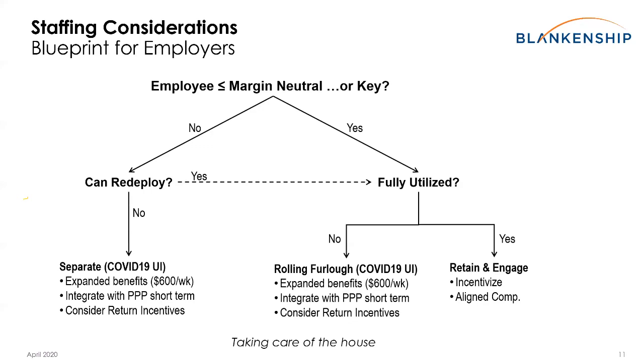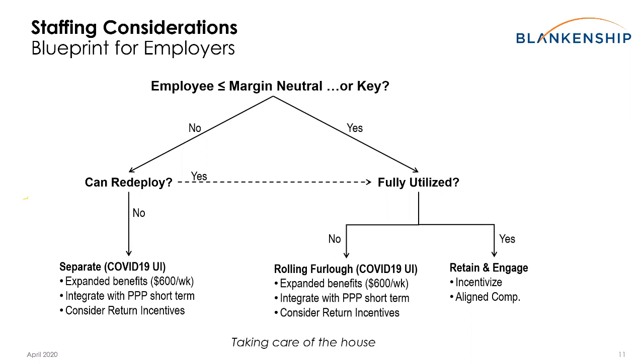Because the important thing here is to look again at what it is doing to the company as a whole. So if that employee is less than or equal to margin neutral, if it's no, then your first question is, can you redeploy? If so, then we move back to the right side. If we can't redeploy, then we have to consider what it looks like to integrate both these expanded benefits with separation. You've got to keep about the triple P compliance aspect of things. Again, not the forgiveness necessarily, but the compliance aspect of things in this scenario.